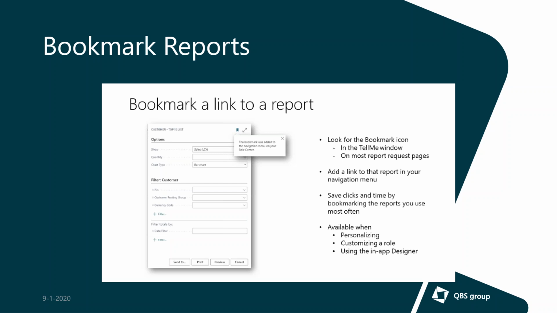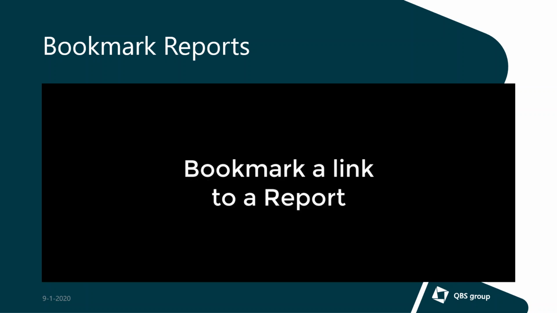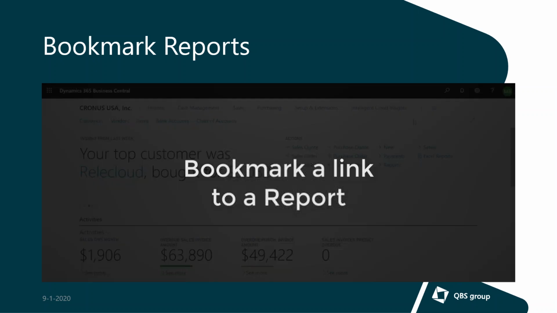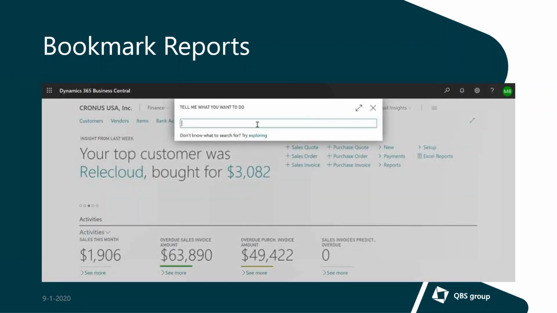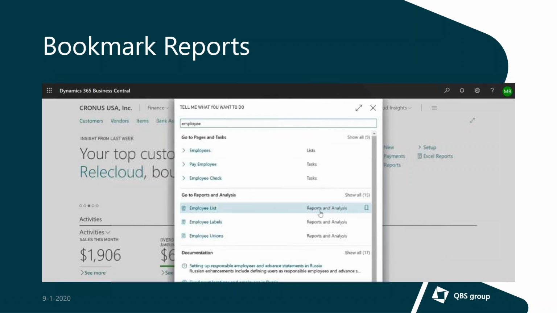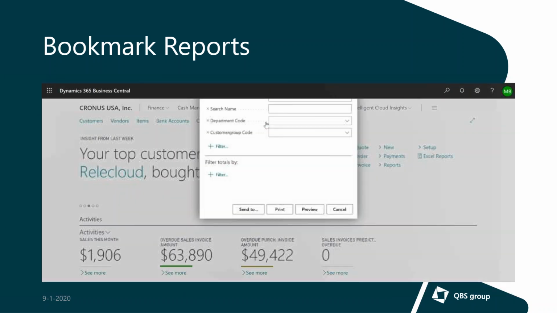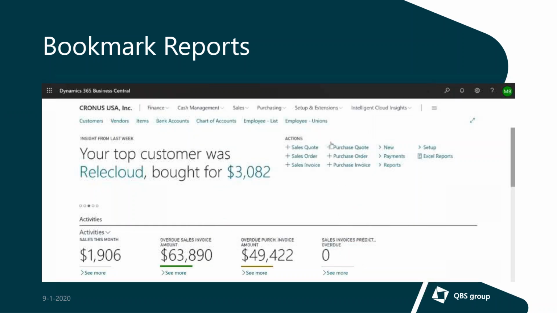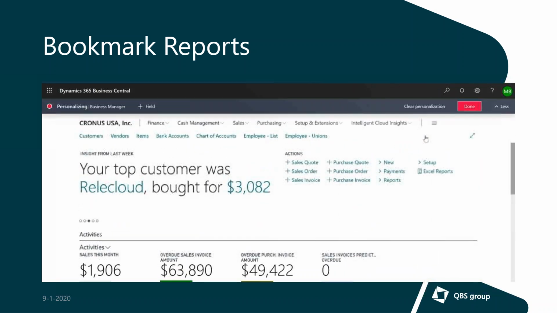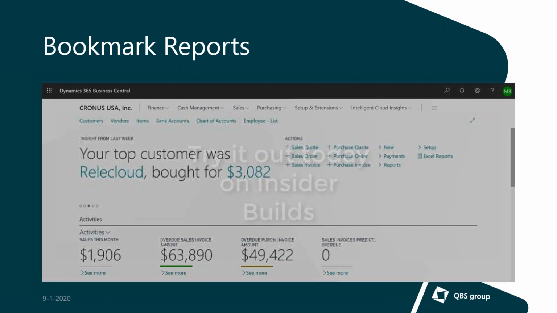And therefore, I would like to demo it very briefly with you. So to bookmark a link to a report, for example, if you're searching for an employee report, in the Tell Me window, we can select the bookmark icon to bookmark employee lists and employee unions, for example. And when you're going back to your role center, you're seeing those reports right on your role center. You can launch that report directly. And you're also able, when you're personalizing your role center, for example, to place that report in one of the menus. So you're able to quickly launch a report right from your role center.